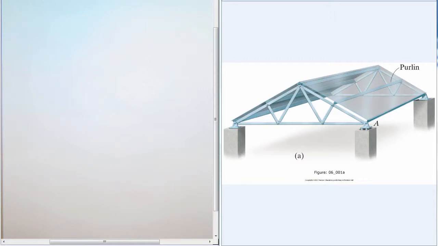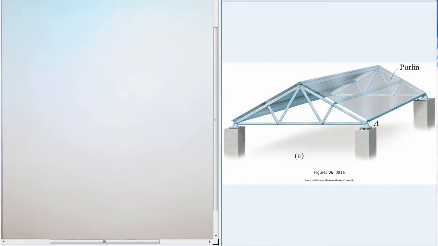Chapter 6 deals with structures that are made up of pin-connected members. The example of that structure that we'll work with right now is trusses. A truss is made up of slender members that are joined at the endpoints. So all the members are connected to each other at their endpoints.